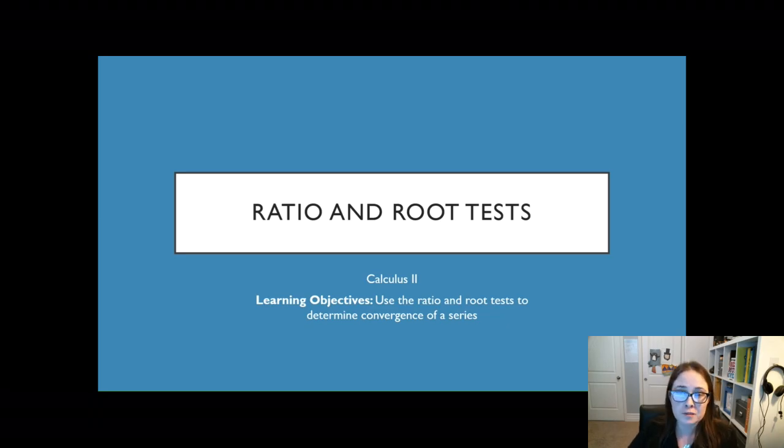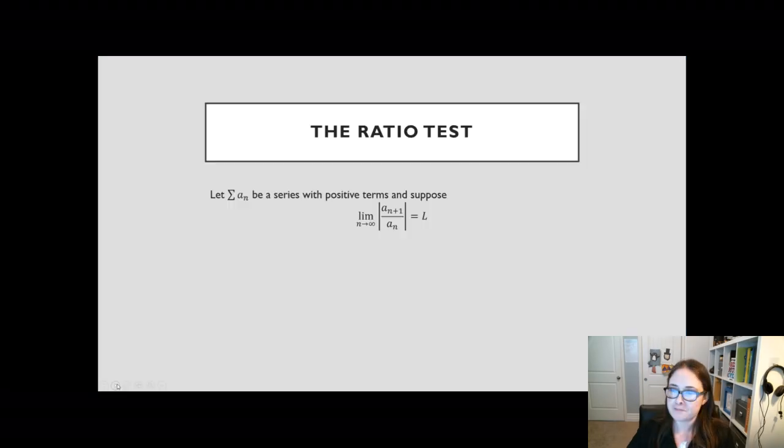They work in a lot of different cases. So very useful tests, and we will be revisiting these in the next unit and using them for power series. So let's start out with the ratio test.